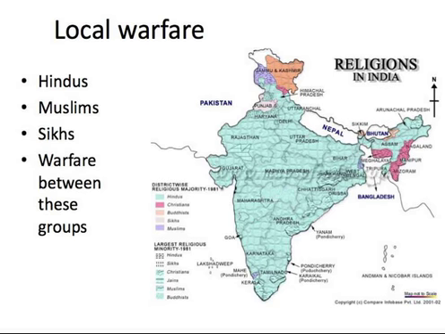Local warfare. They also get rid of all the local warfare that happened within India before the British arrived. They stopped the war between the Hindus, the Muslims, and the Sikhs. And there was lots of war between these groups until the British arrived. And the British show up and they actually stop it all. So that's a benefit as well of imperialism.